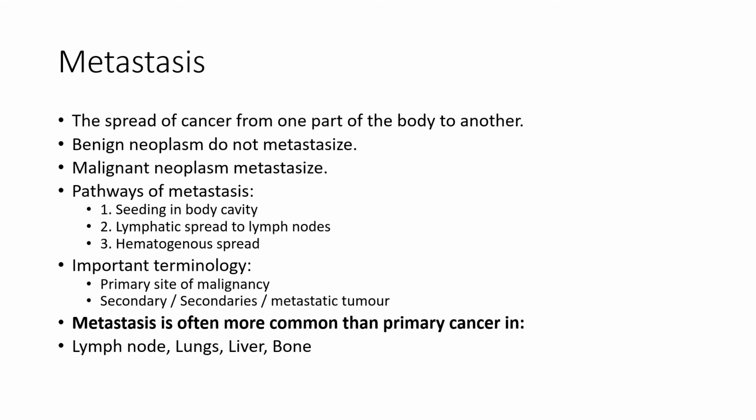The primary site of malignancy is where the malignant cells originate. Secondaries, or metastatic tumors, are the sites of metastasis, away from the primary site of malignancy. Metastasis is often more common than primary cancer in lymph nodes, the lungs, liver, and bone. Note that all these organs are richly vascularized organs. They receive a lot of blood supply from the body.